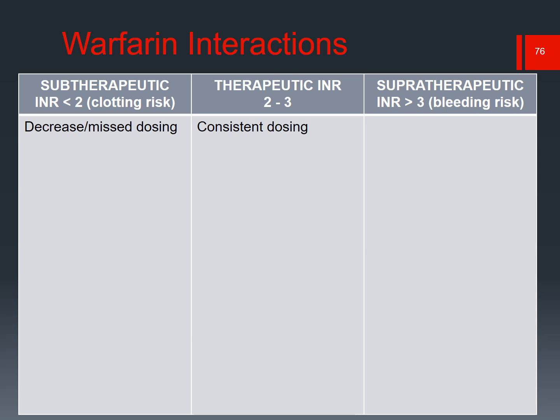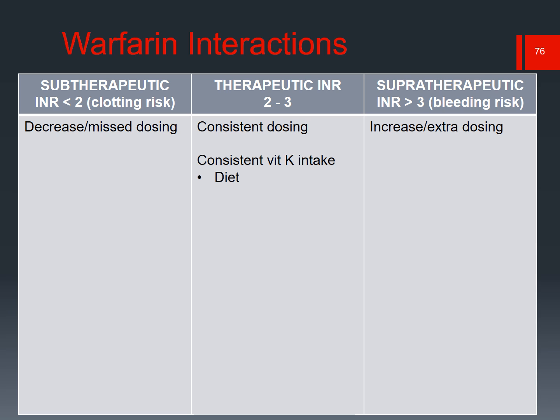If they miss or decrease dosing of their warfarin or Coumadin, that will cause a lowering of their INR. There's not enough warfarin to keep the INR where it's therapeutic, in which case it puts them at higher risk for clotting. If they increase or accidentally take extra dosing or intentionally take extra dosing, that will cause an increase in their INR, putting them above 3, which increases their risk for bleeding.